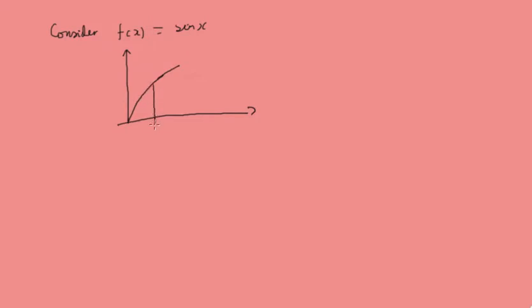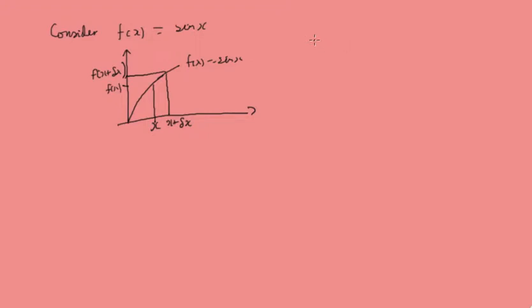So we've got some value of x here, and that is f of x. And we're going to imagine some point x plus some small increment dx, and then the value of that will be f of x plus dx. And this is f of x equals sine x.